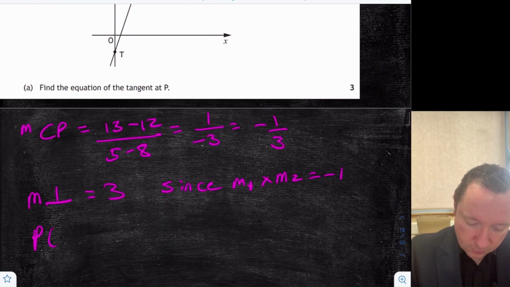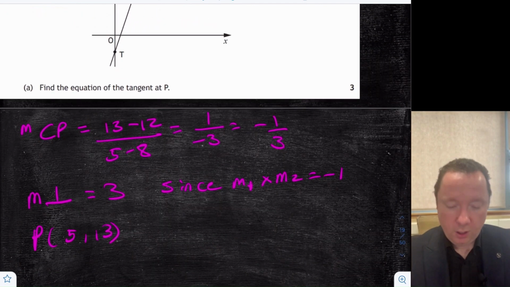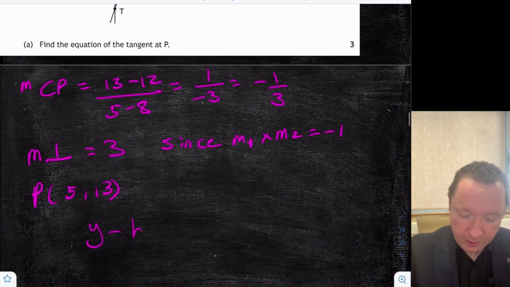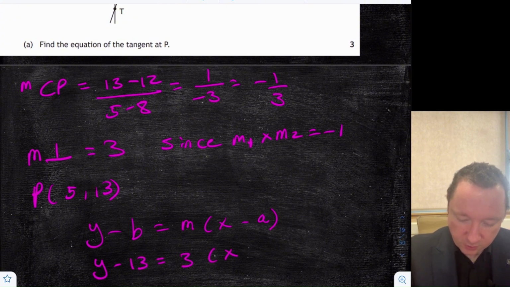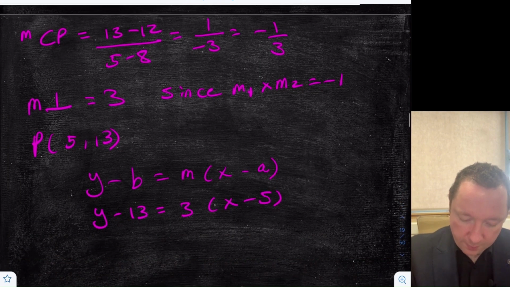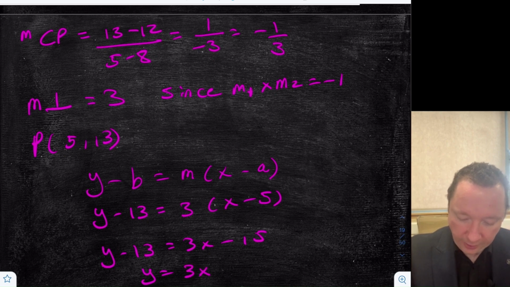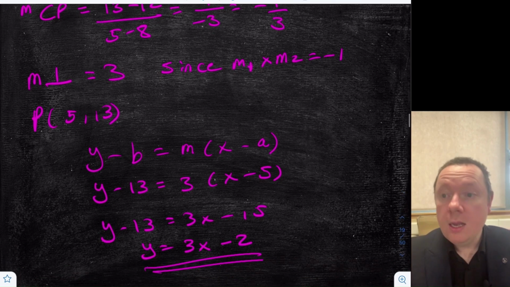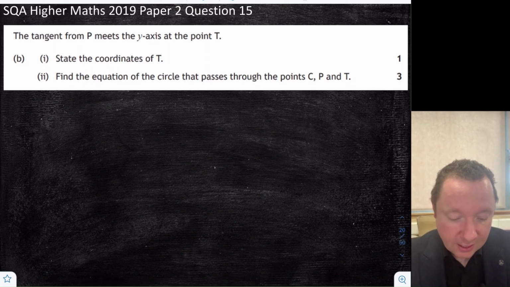So it's just now straight line work. y minus b equals m(x minus a). So y minus 13 equals 3(x minus 5). y minus 13 is 3x minus 15. So y equals 3x minus 2. And we're done there. Part B says the tangent at P meets the y-axis at point T.